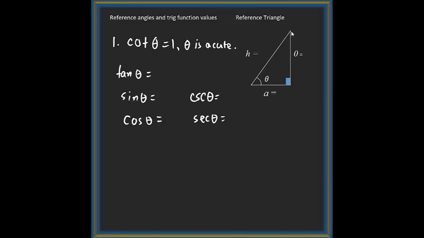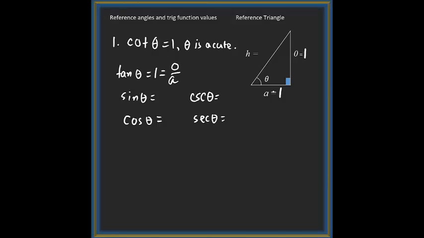So I'm taking a reference triangle, which is a right triangle. The opposite is O, hypotenuse is H, and the adjacent is A. Now, if you remember the tangent and cotangent relation, since tangent theta and cotangent theta are reciprocal, cotangent theta is 1, meaning tan theta is also 1. So we start from tan theta. As we know, tan theta is O over A. So it is 1. That means O is 1 and A is also 1.